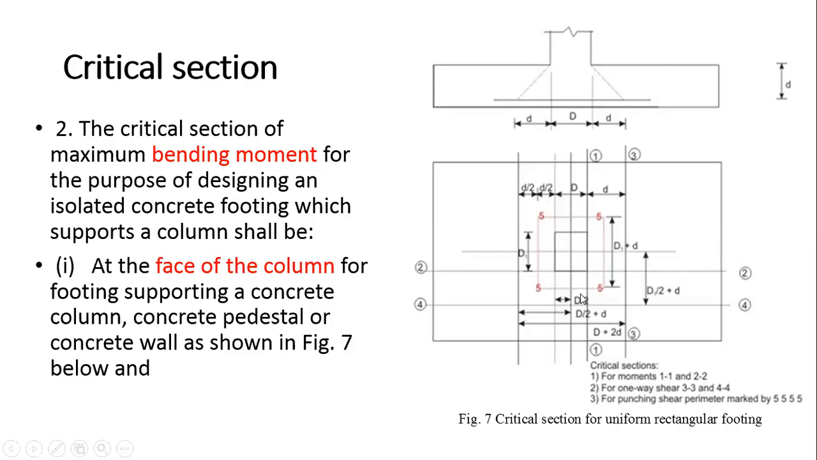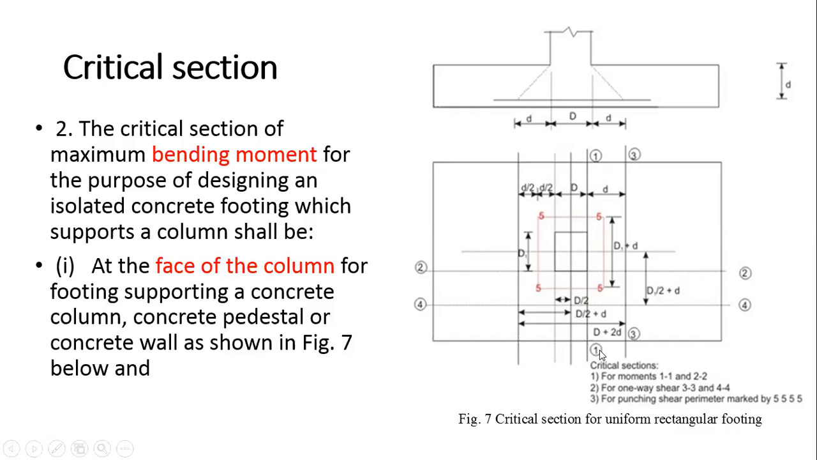Now, come to the critical section. Look here. If you want to calculate the bending moment, this is my column here, and this is my footing. Clear? For calculating the bending moment, you have to consider section 1, which is passing just adjacent to the column here. This is my critical section for bending. You have to calculate the bending moment at this section. Similarly, one face of the column is this one, so this is my section for bending. So here the critical sections for moments are 1-1 and 2-2.